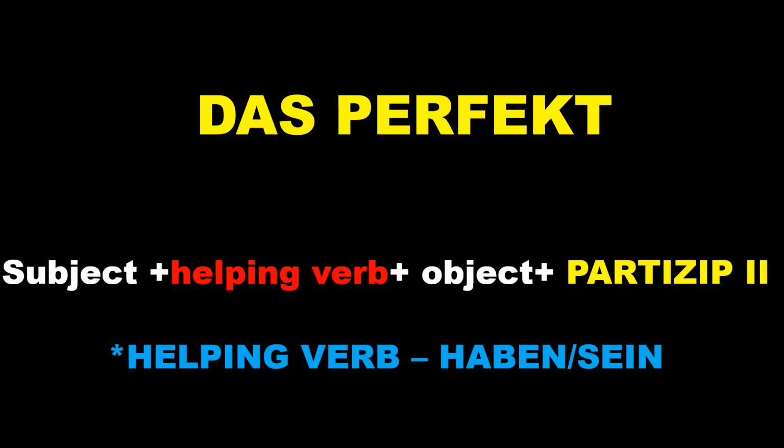Most of the verbs use haben, but there are some rules when to use sein that we are going to learn in the next video. So right now, just simple sentence framing: subject plus helping verb plus object plus Partizip zwei. Now you must be wondering, what is Partizip zwei? It means participle. In German, each verb has its participle, called Partizip zwei, and we have to learn it by heart because not all verbs follow the regular rules. So let's see. Slowly we'll understand how to use this perfect tense.